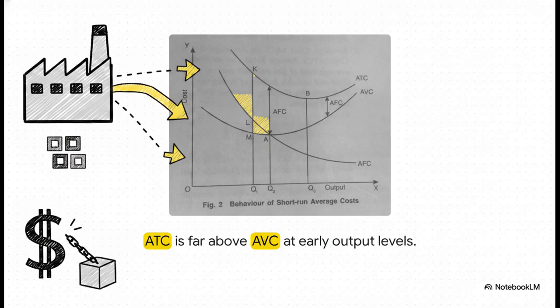At these super early levels of output, right near the y-axis, the ATC curve sits pretty far above the AVC curve. Why? Well, at this early stage, that massive total fixed cost, like your factory rent, is only being divided by a handful of units. So naturally, the average fixed cost makes up a massive, massive percentage of your total per unit cost.